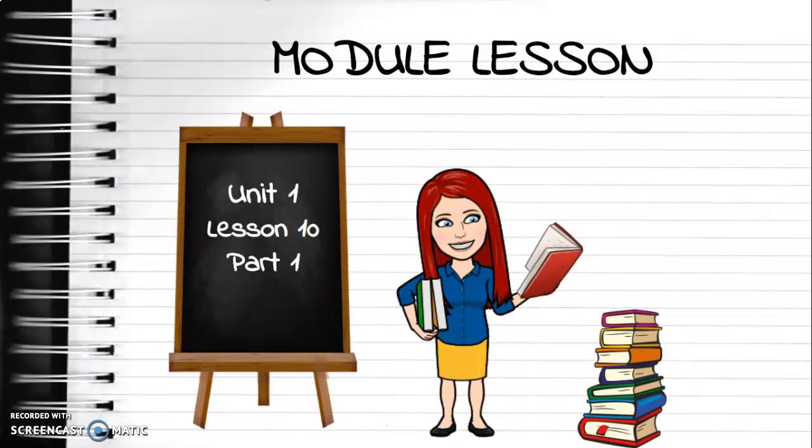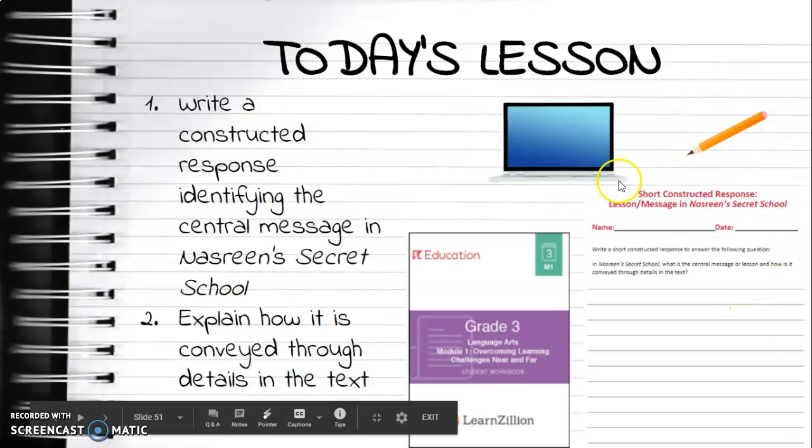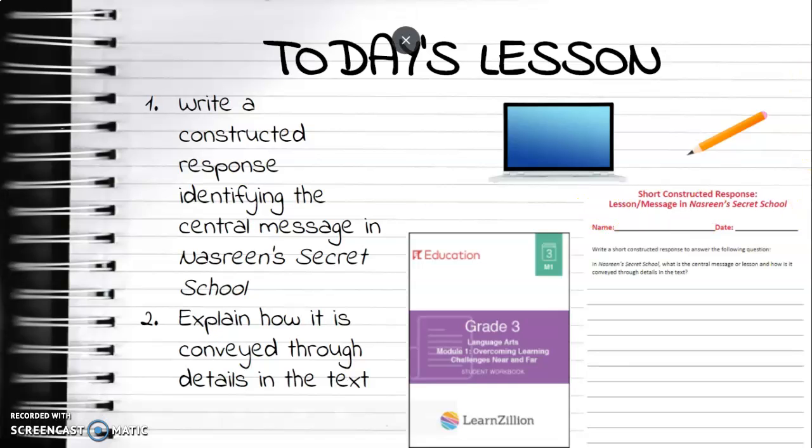Today we are moving on to lesson 10. Lesson 10 is very, very short today. I want to make sure that you are ready for tomorrow when we finish up Unit 1 and end with our assessment tomorrow. So for today's lesson, you're going to be writing a constructed response identifying the central message in Nazarene Secret School, and you're going to explain how it is conveyed through details in the text. So you'll need your workbook, and you'll need to turn to the page that says Short Constructed Response. This should be page 19.